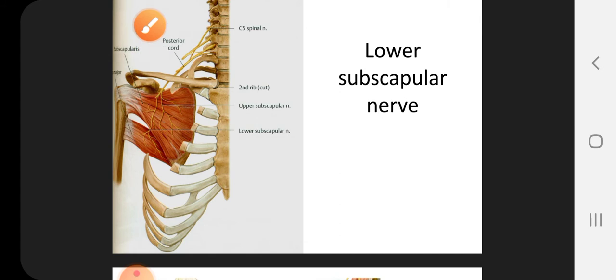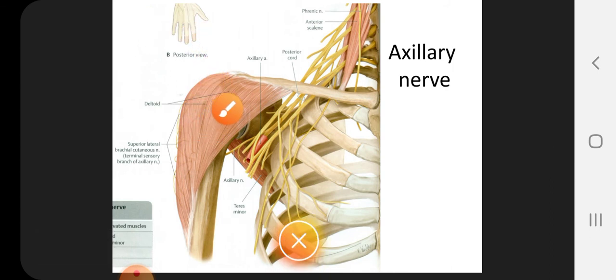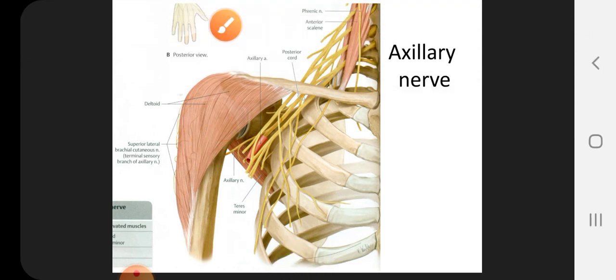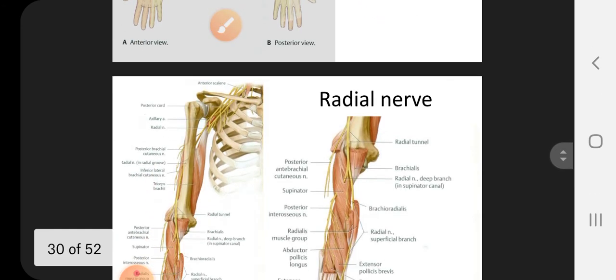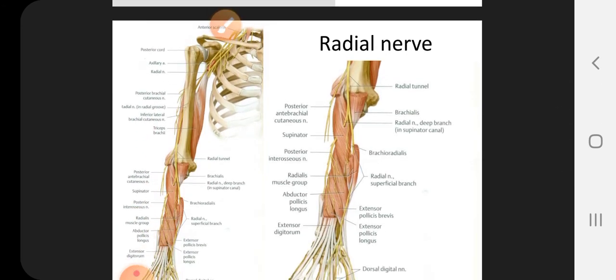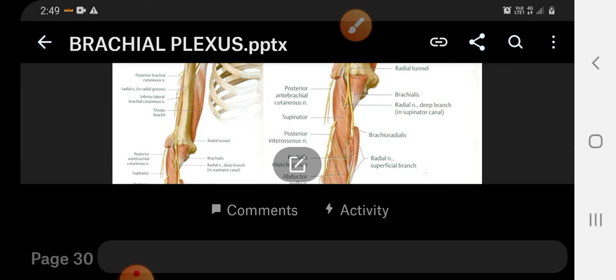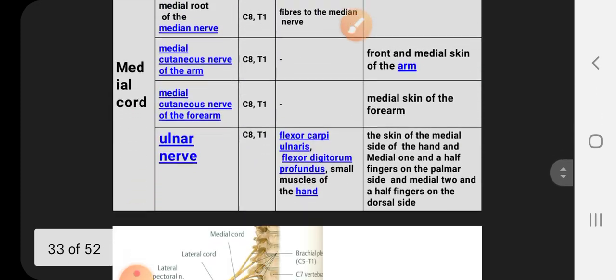Next is axillary nerve, which supplies the important muscle of the shoulder, that is deltoid. A small part of it also supplies teres minor muscle. The last one is radial nerve, the thickest branch of brachial plexus. It supplies all 3 heads of triceps. It also supplies 12 muscles of back of forearm. So next we'll go for applied anatomy of brachial plexus.